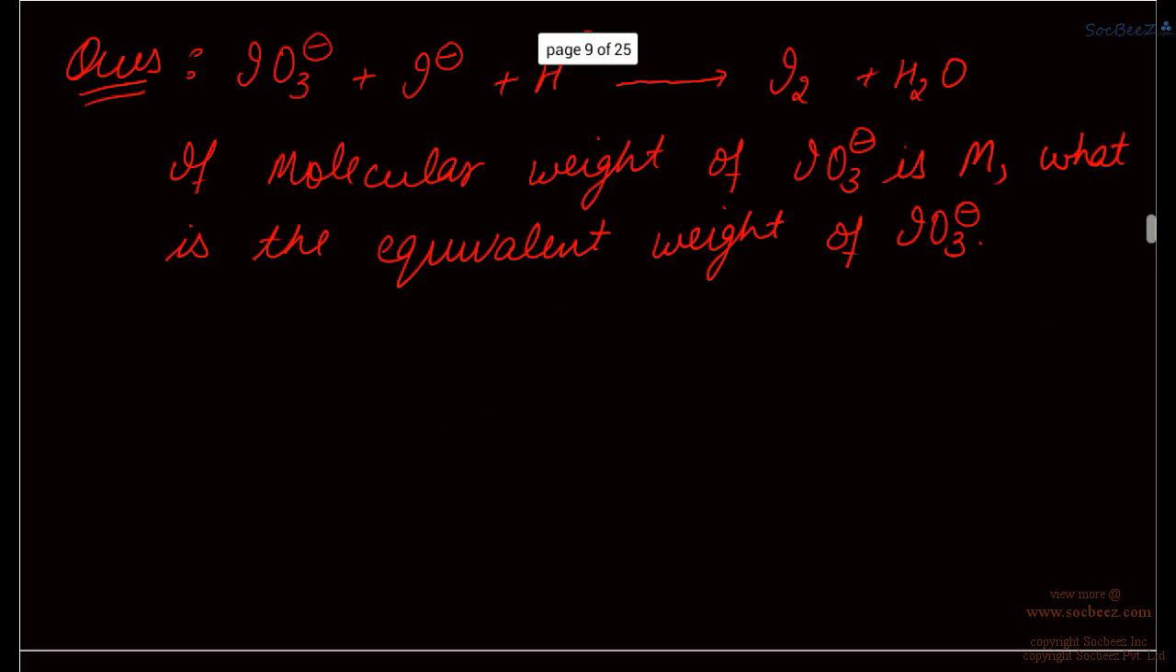Let's move on with another question. The question says IO3 negative plus I negative plus H plus gives I2 plus H2O. If the molecular weight of IO3 negative is M, what is the equivalent weight of IO3 negative? So in this question we are asked to find the equivalent weight of IO3 negative.